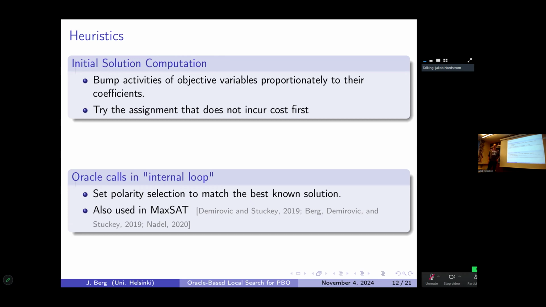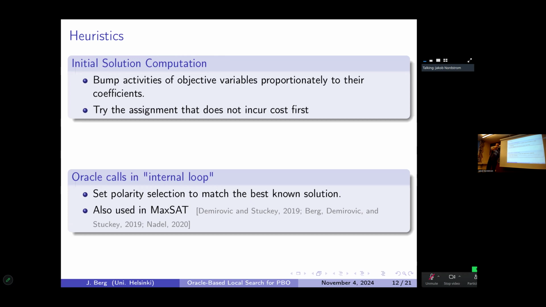In MaxSAT, I know that Alexander does exactly what you say. Objective variables always, I don't want cost. The rest according to the best solution. So I don't know if this has a name. For now, I'll call it just incumbent phase, maybe. But there would be like two flavors of incumbent phase for every single variable.